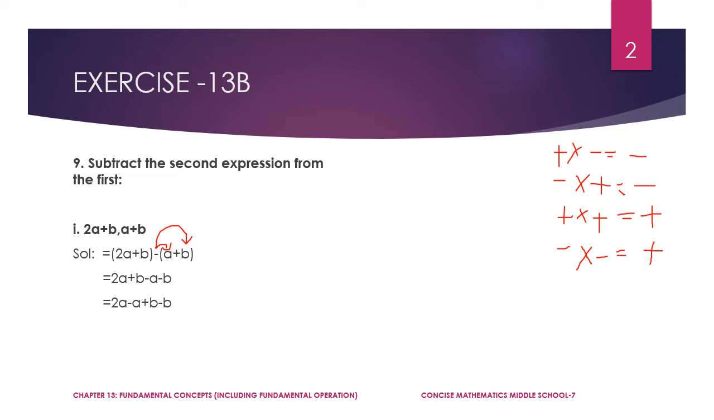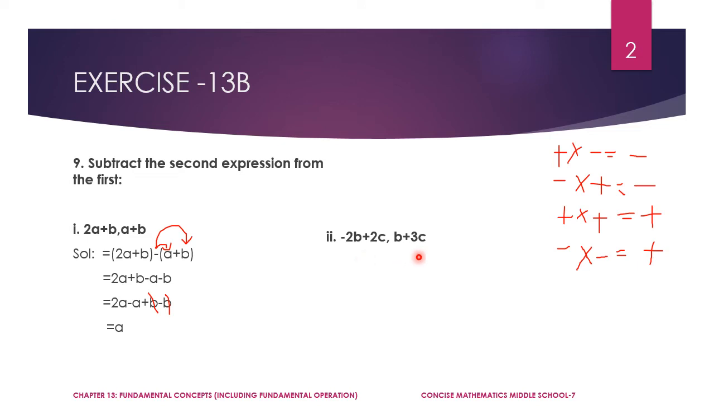Plus b and minus b get cancelled, and as one is positive and the other is negative, put the bigger number's sign, that is, 2 is bigger than 1, right? So put the bigger number's sign, that is plus, and do the subtraction, it becomes a. I hope you understood it. Let's move on to the second one.